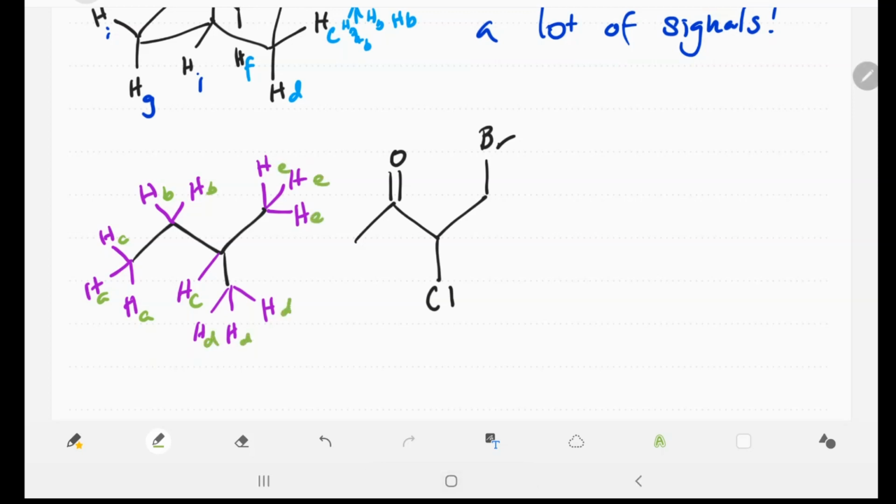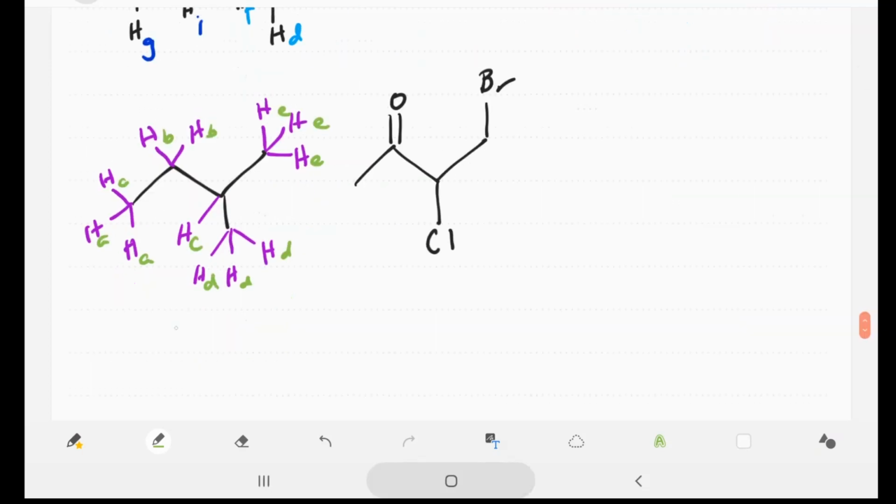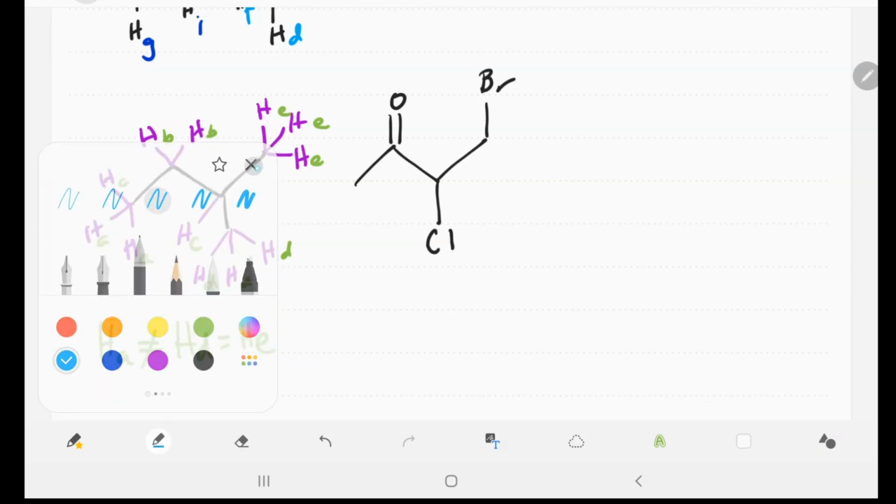Yes, they will, because they all see the same thing. They see a carbon to a hydrogen C. That is what they see nearby them. So because D and E see the same thing, those are going to be the same. Do they see the same thing as HA? No, they don't. Even though these are all CH3s, HA is next to a CH2. HD and HE are next to a CH. So they see different things. And so as a result, we're going to see 4 different signals.